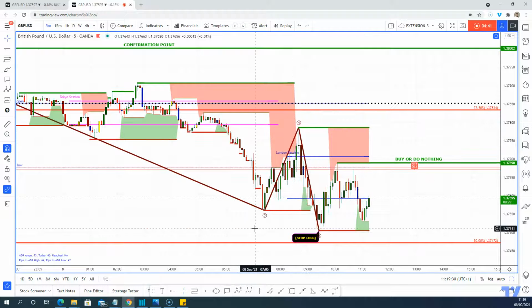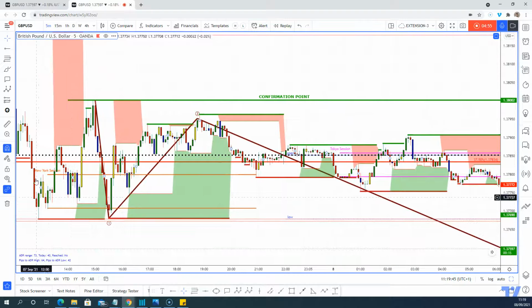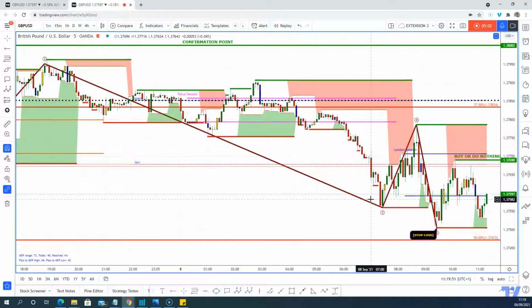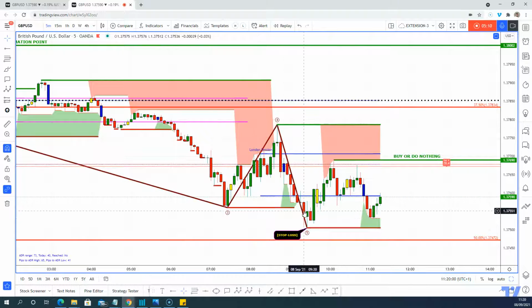Also we know that it takes a great deal of time and effort for a trend to change. That means if I see this, I want to look at what has happened before. Did I have something similar to this? And there we have it. Trend changing pattern 1, trend changing pattern 2, breakdown, another trend changing pattern, breakdown. This here is the manipulation that completes the trend changing pattern.